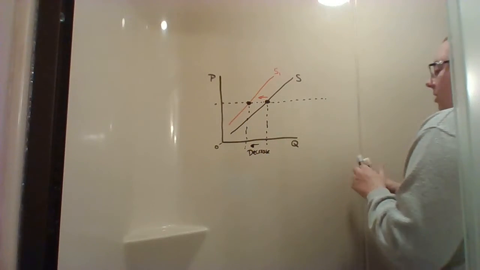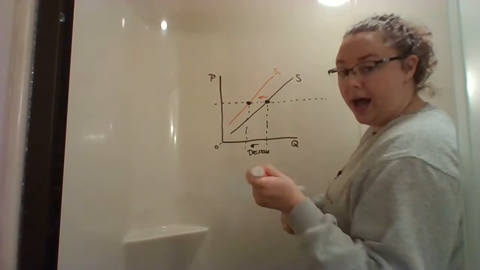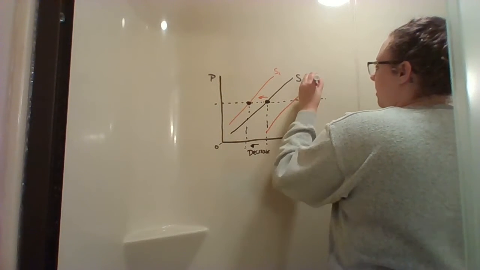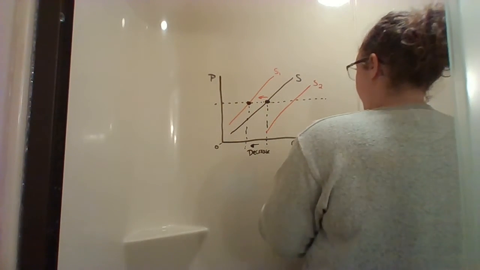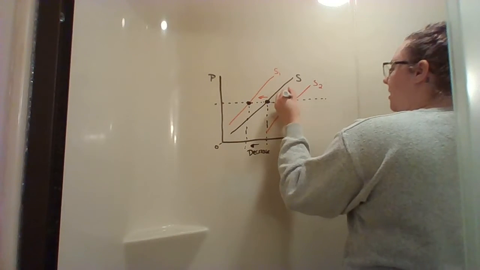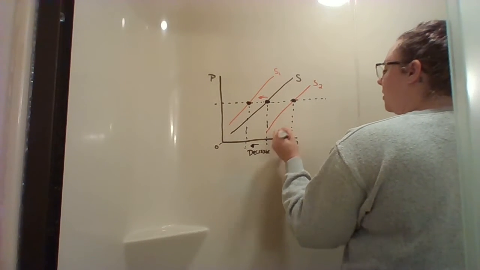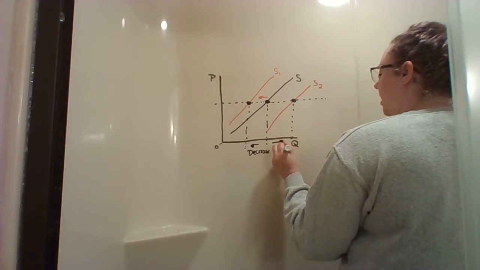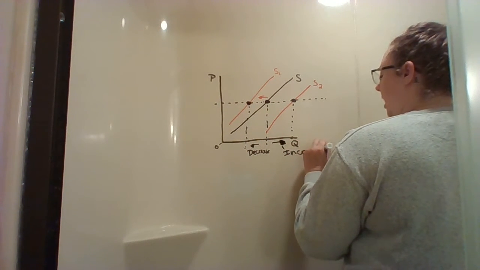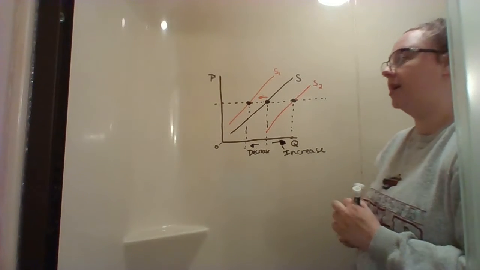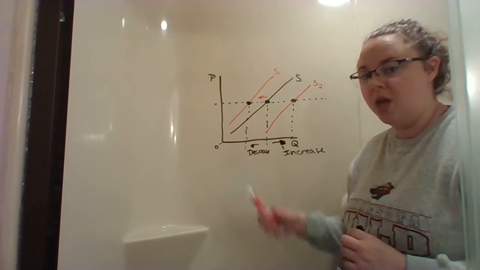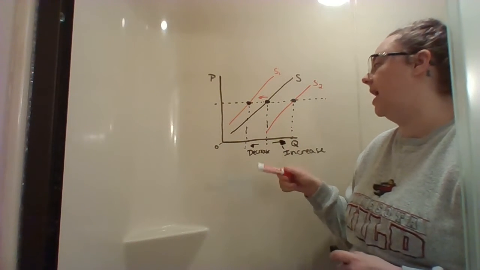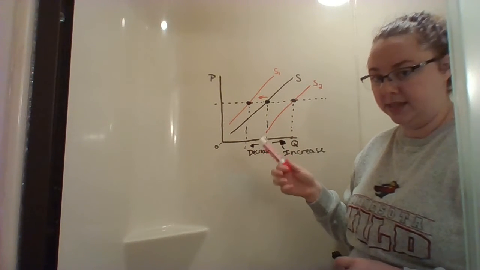If we want to show an increase in supply, we move it to the right, and the dot would go right here, and quantity would increase. That's a really bad arrow. I'm so sorry. Increase. This is what we're talking about when we're talking about supply shifters. When the line moves to the right, it is an increase, and when the supply line moves to the left, it is a decrease in supply.